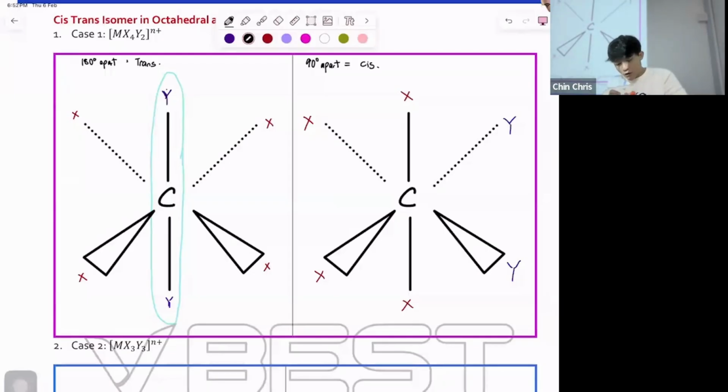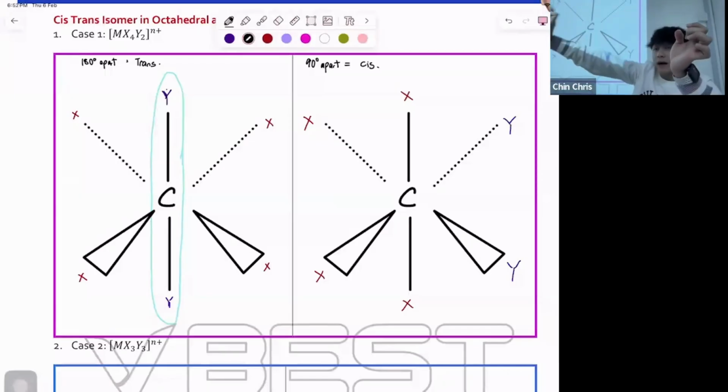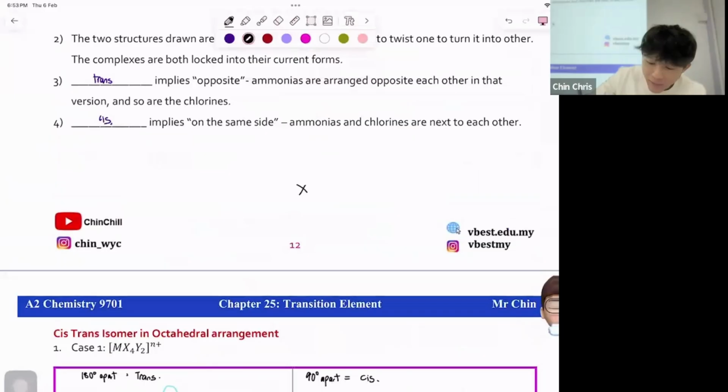So guys, I'm gonna just randomly show you some funny shape. Please tell me what is this? Cis or trans? Trans, right? Okay, again now, similar ligand, 180 degree apart. Trans. Okay, that's it. Look for the bond angle. 180 opposite is trans. Similar is cis. Again, guys, there's many ways of drawing it. I'm just gonna show you some mark scheme answer, and I want you guys to tell me, is this a cis or a trans?